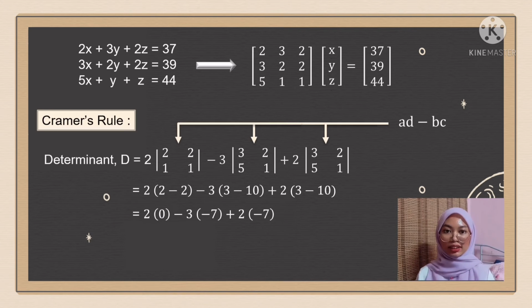Then pick up your calculator and solve the equation and you will get the last value, which is 7. So 7 is the determinant value of this matrix.